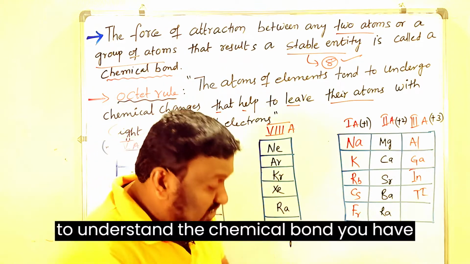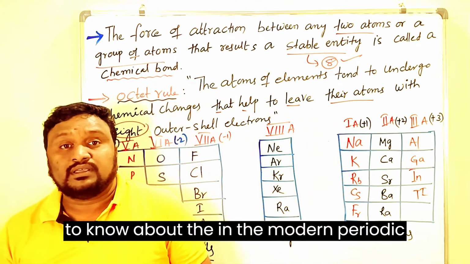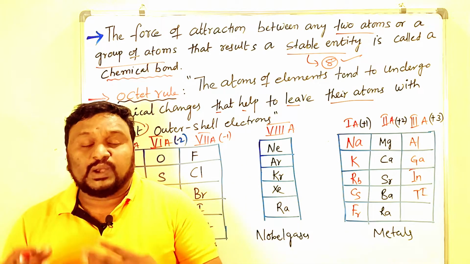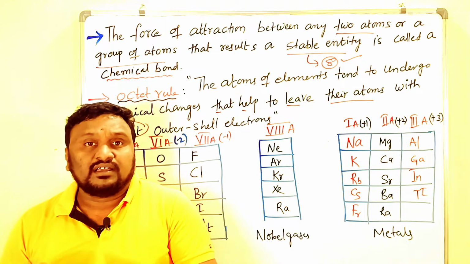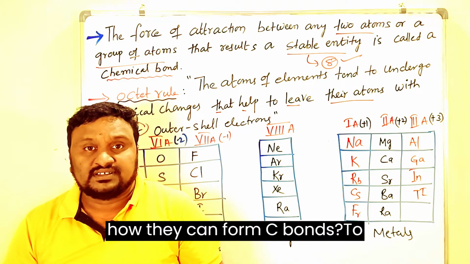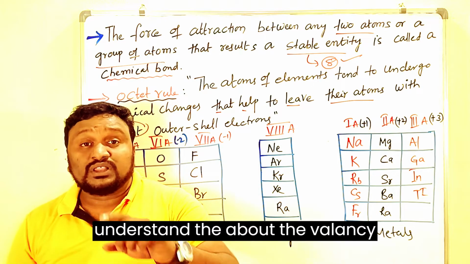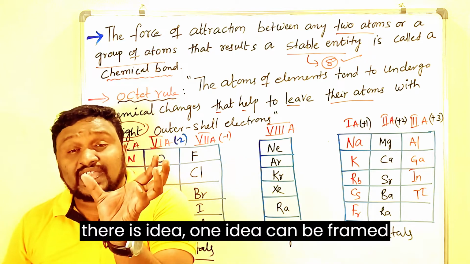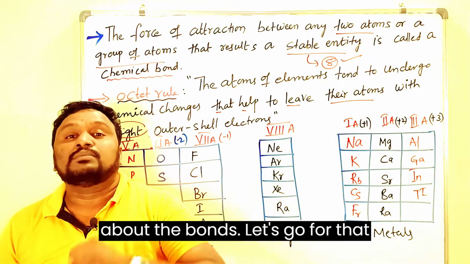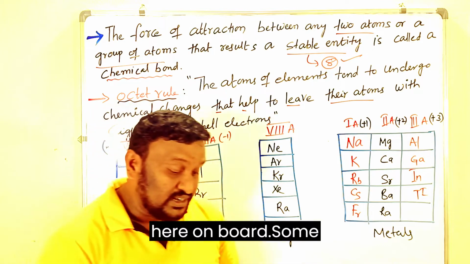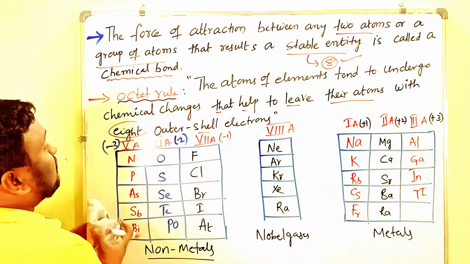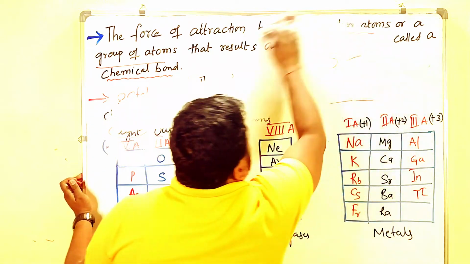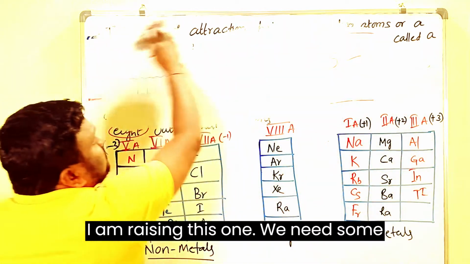Now to understand the chemical bond, you have to know which are the metals and which are the non-metals in the modern periodic table, and how they can form bonds. By understanding the valency of those metals and non-metals, one idea can be framed about the bonds. Let's go for that. Here on the board there is a table, children. Look here. I am erasing this one, we need some space.